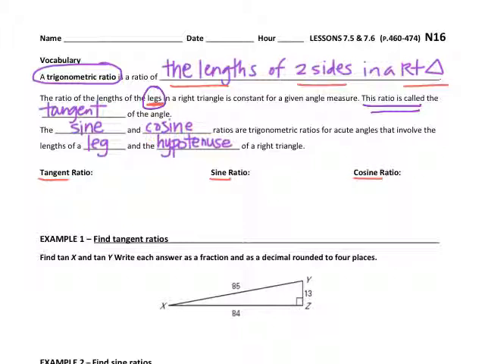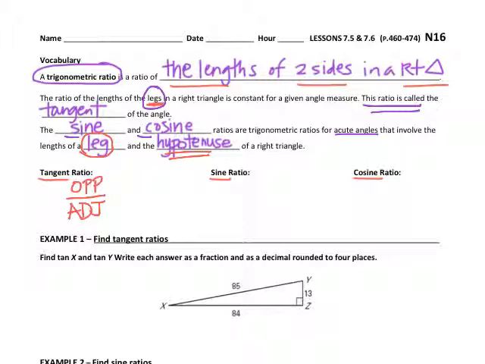We also have a ratio for the sine and the cosine, and these are trig ratios for acute angles that involve the lengths of one of the legs and the hypotenuse. So we're going to go ahead and write down these three ratios that we're going to be using in this lesson. So the tangent ratio is going to be the opposite side from the angle that we're talking about. That's going to go on the top of the fraction. The adjacent side is going to go in the denominator.